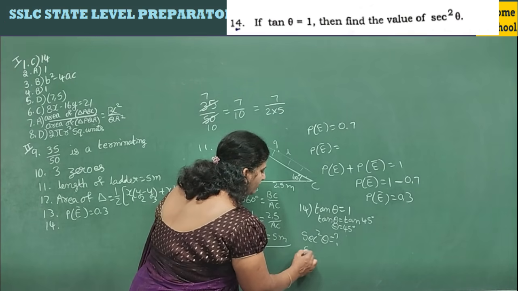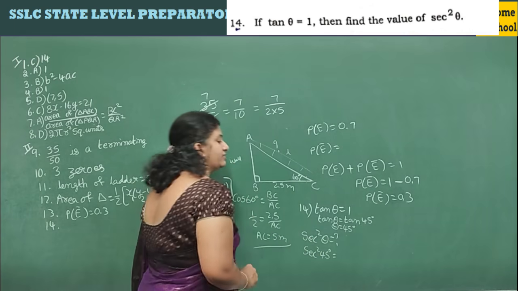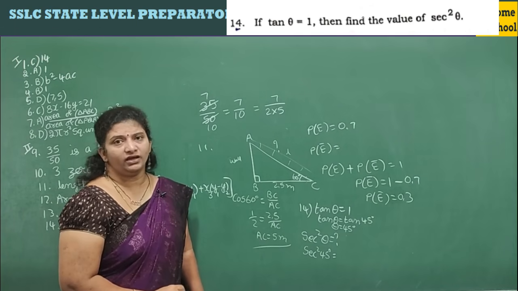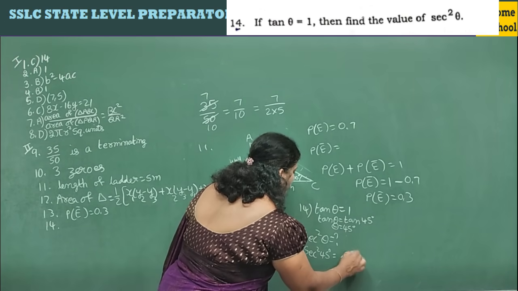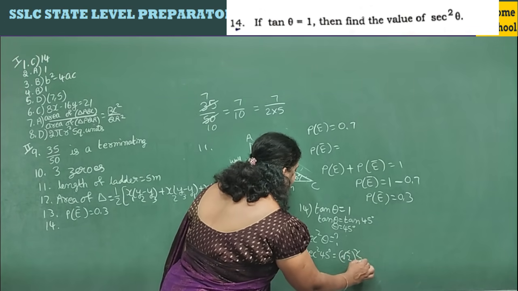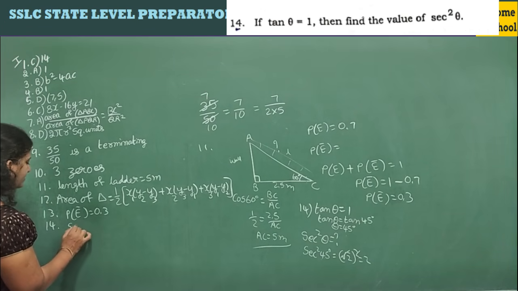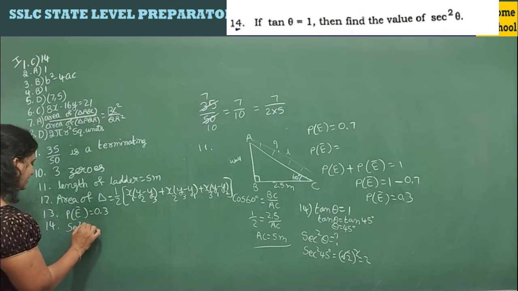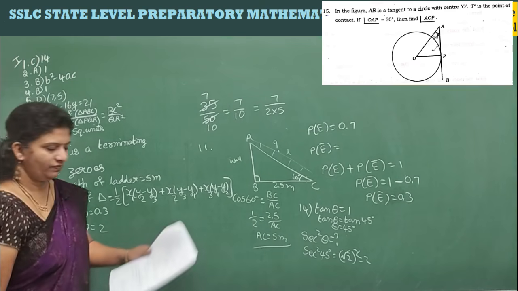Substitute that theta value here. Secant square 45 degree is, what is secant 45? It is root 2. Root 2 whole square, square and square root cancel. Your answer is 2. So sec square theta is equal to 2.